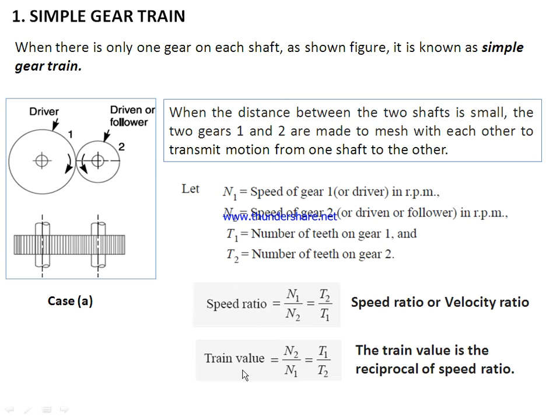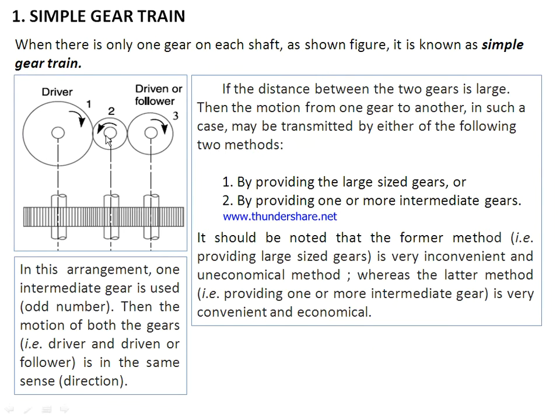And train value is defined as the inverse of speed ratio. That means N2 by N1 equal to T1 by T2. T2 by T1 is the speed ratio, T1 by T2 is the train value. So the train value is the reciprocal of the speed ratio or velocity ratio. Now here only two gears are there for the transmission of the motion.